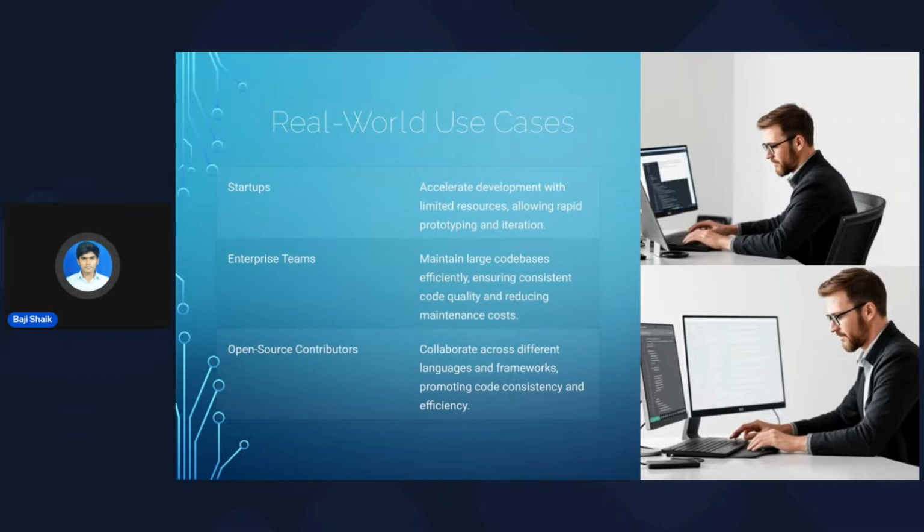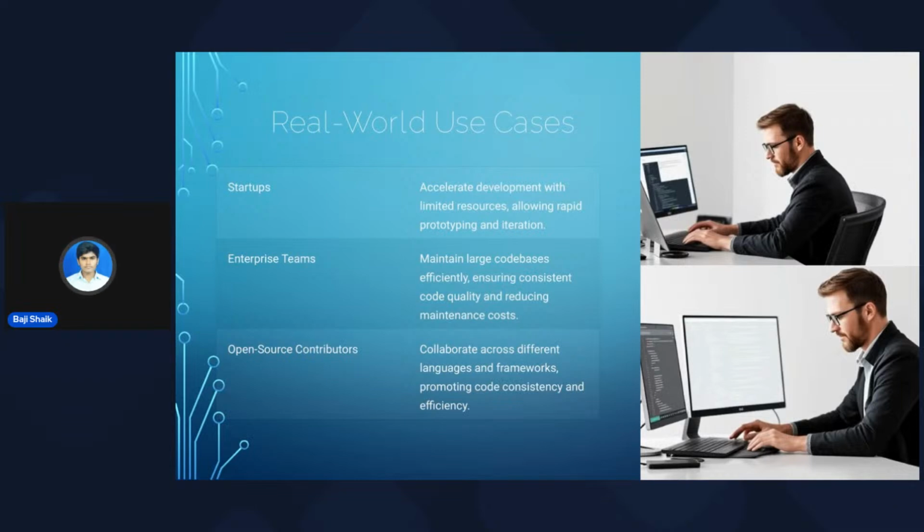So coming to enterprise teams: they maintain large code bases efficiently, ensuring consistent code quality and reducing maintenance cost. Enterprise teams use Copilot also, majorly for reducing the maintenance cost. For maintenance, if they appoint other people, they have to pay a very large amount compared to Copilot Studio. So Copilot Studio is used for reducing the maintenance cost, and it ensures code quality. Copilot also maintains large code bases efficiently.